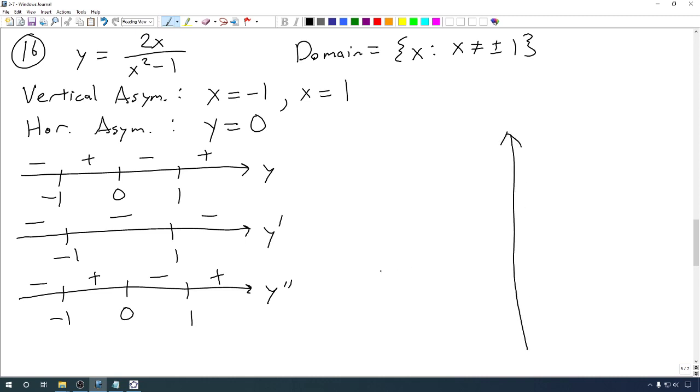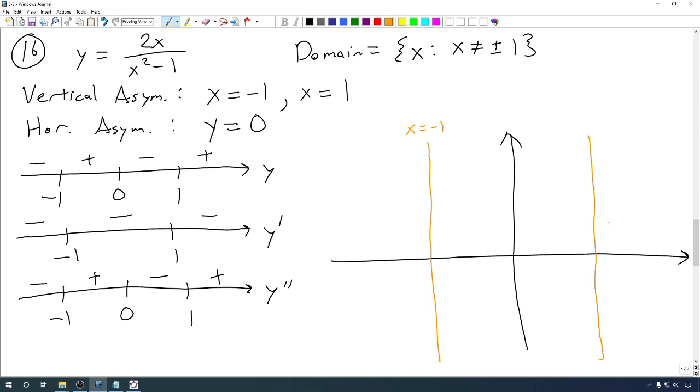Go ahead and make our axes. So first things first, we want to put in our asymptotes. And let's pick orange for that. We have an asymptote at negative 1. We have an asymptote of 1. And we also have another asymptote here of y equals 0. Our x-axis actually is an asymptote for this function.